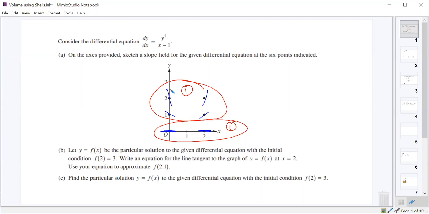So if you are sitting there and have no clue what to do on the AP test on your slope field, or you have like 7 seconds left and you don't have time to figure it out, just draw a bunch of horizontal lines through every point. And they'll probably give you 1 of the 2 points for it. It's at least worth a shot. Don't do that if you have time to actually do the problem.